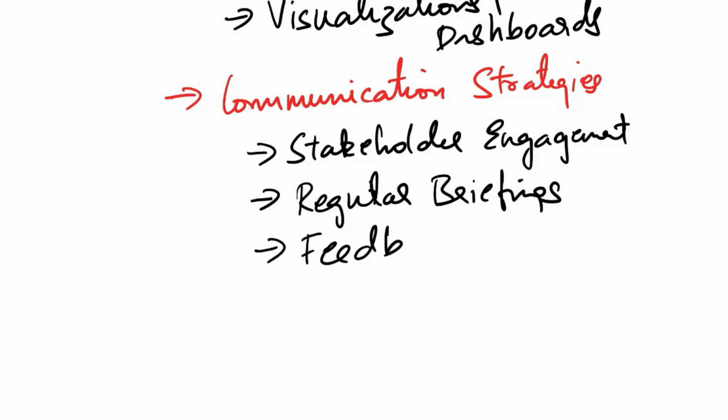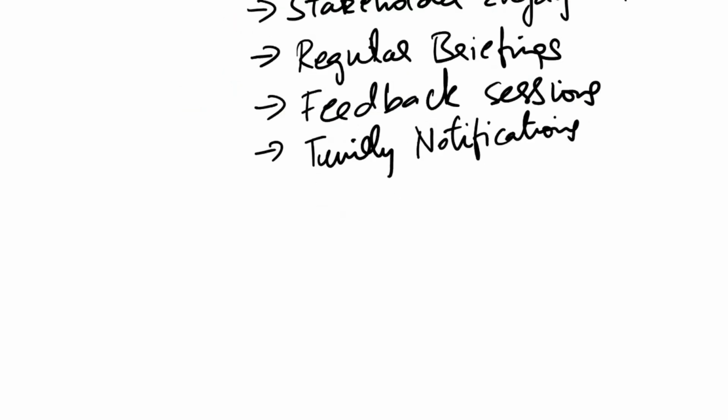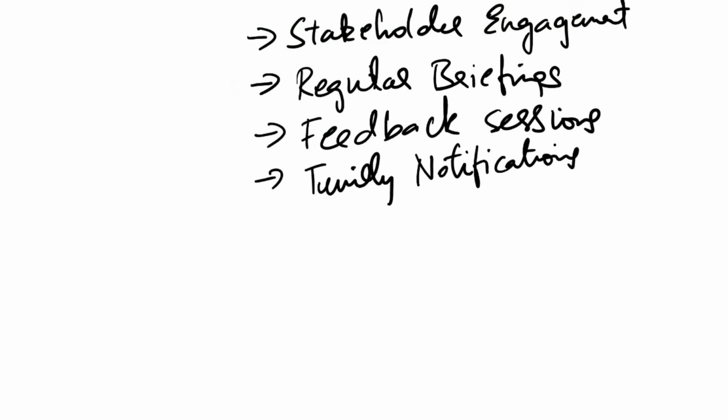Next, feedback sessions. Schedule feedback sessions to gather input from stakeholders on the effectiveness of security measures and compliance initiatives. This feedback loop helps in refining security strategies. Next, timely notifications. Immediately communicate critical security incidents and high priority compliance issues to senior management. Timely notifications enable prompt decision making and response.